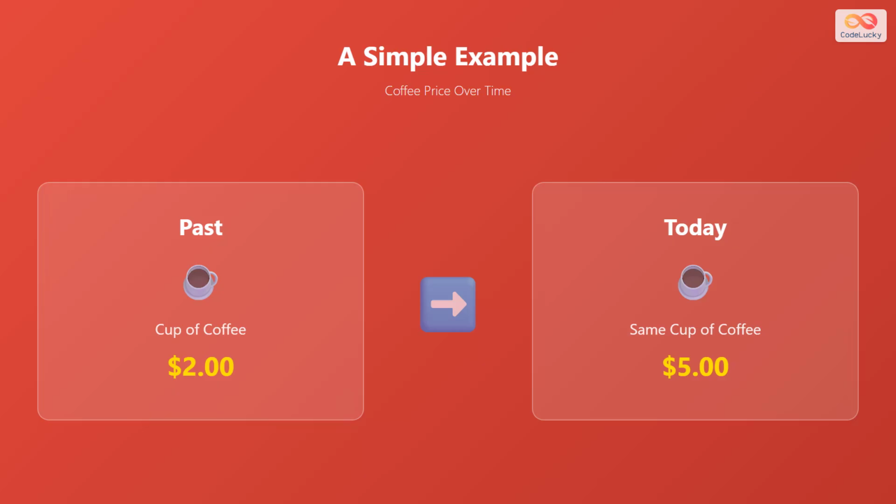Let's look at a concrete example to make this clearer. Imagine you could buy a cup of coffee for $2 in the past. Fast forward to today, and that same cup of coffee now costs $5. The coffee hasn't changed, the size hasn't changed, but the price has increased significantly. This price increase is inflation in action. Your $2 from the past had more buying power than $2 today. This example shows how inflation affects everyday purchases and why the same amount of money buys less over time.